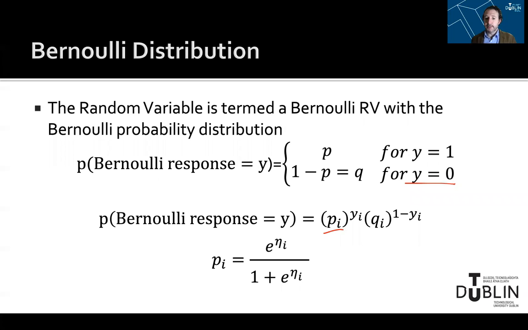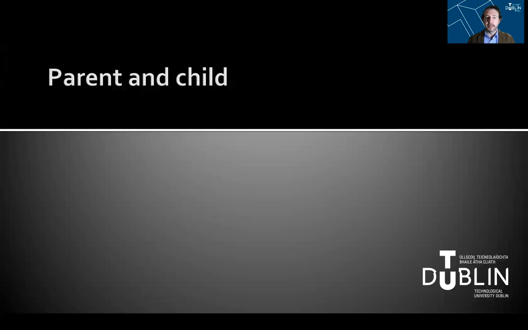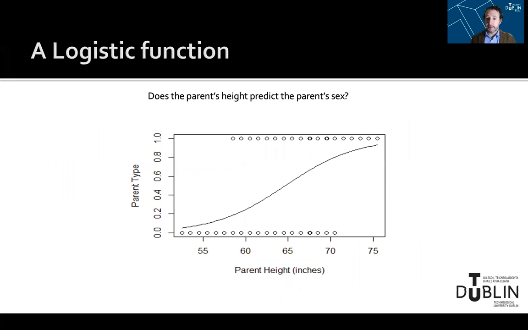And that can be more formally described as, where do we get our p from? From this formula here. This formula is the logistic regression. It gives us the shape of our curve. So what do I mean by that? Can you predict the parent's sex by the parent's height? On the x-axis, we have the parent's height in inches. And on the y-axis, we have two categories, male and female. Male is 1, female is 0. And this curve represents the probabilities.